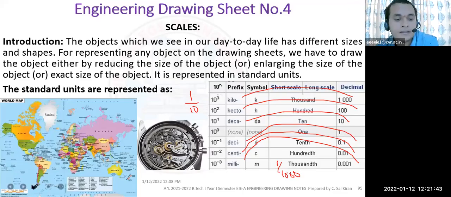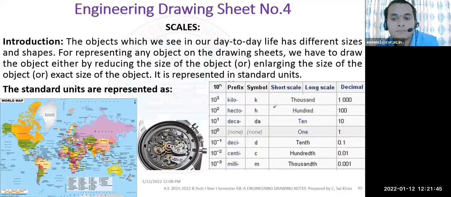Everything has shortcut symbols. Kilo is represented by the letter k. Hecto is represented by the letter h. Deca is represented by the letters da. Deci, because d and d are common, will be represented by the letter d. Centi is represented with the letter c. All these are small letters, don't consider them capital letters. Milli we consider as m.